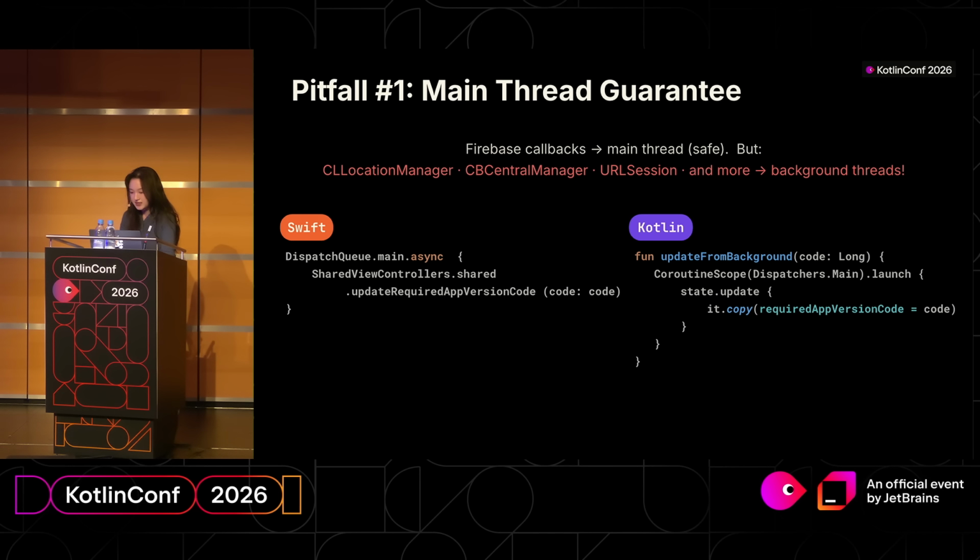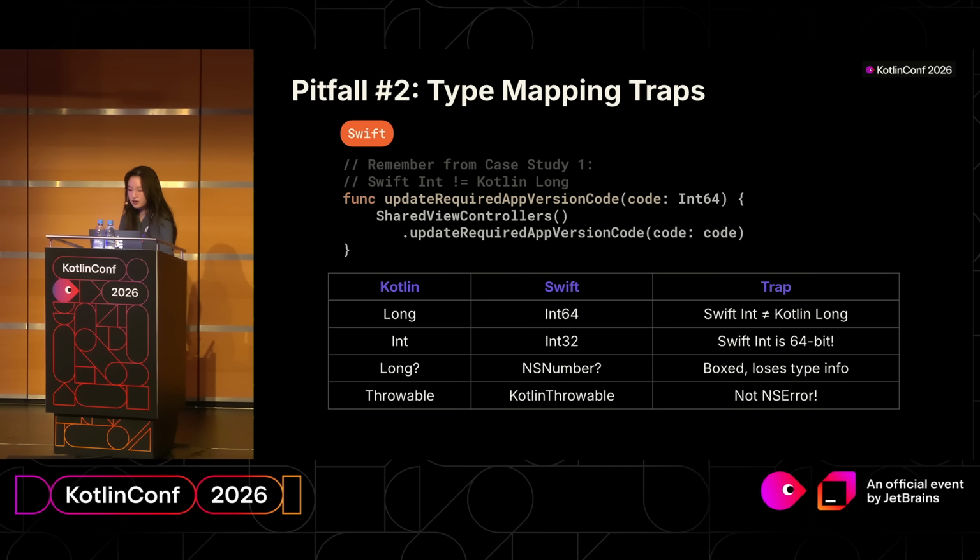And if you update a StateFlow that Compose is observing from a background thread, you'll get a UI consistency warning at best and a race condition at worst. You can fix it on the Swift side with DispatchQueue.main.async, or guard on the Kotlin side with coroutineScope, Dispatchers.Main, launch. Either works. I prefer the Kotlin side though, so the shared code stays safe no matter who calls it. And there are also type mapping traps.